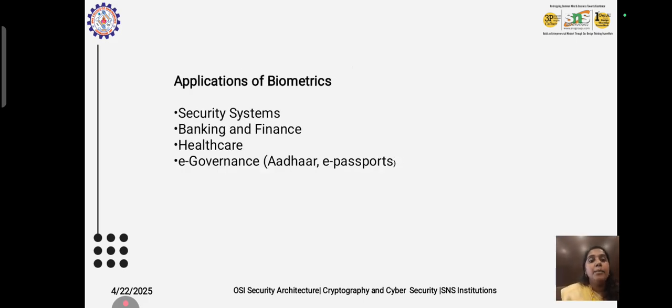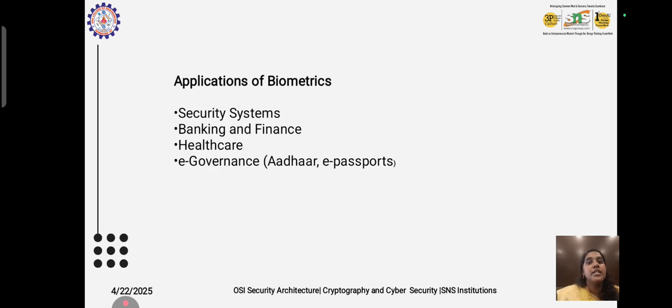Next comes the applications of biometrics. A few applications of biometrics are the security system, then banking and finance. Next is healthcare. Next is e-governance, that is, Aadhaar and e-passport. In all these places we are using biometrics.